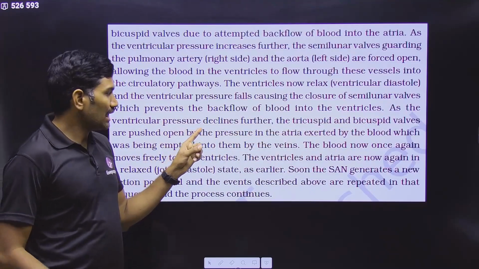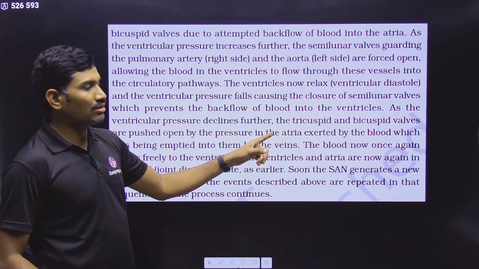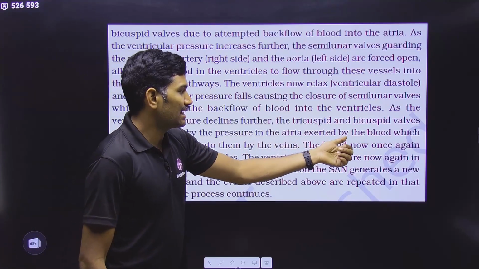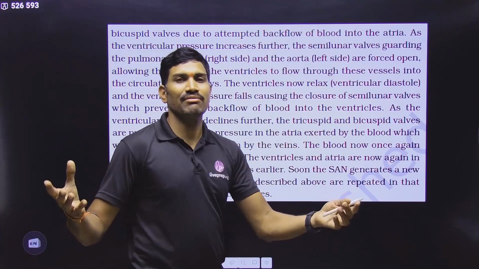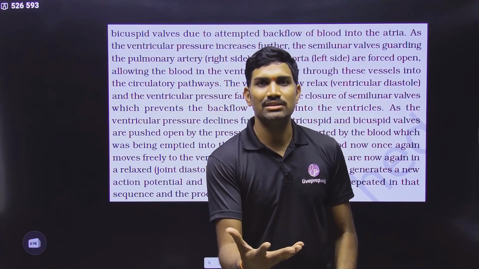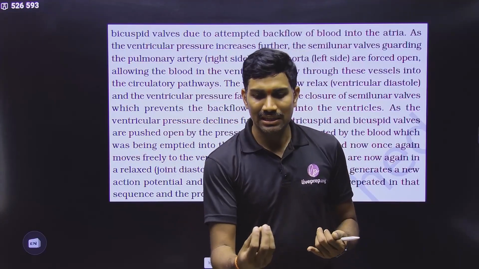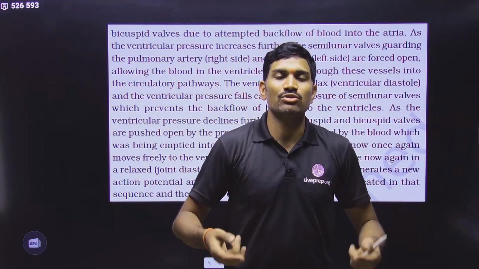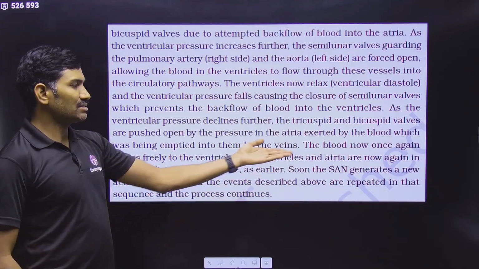Next one, as the ventricular pressure declines, the pressure inside the ventricles is decreasing further. Now what happens? The tricuspid and bicuspid valves are pushed open by the pressure in the atria exerted by the blood which was being emptied into them by the veins. So from the different veins, atria are collecting the blood. As the ventricular volume is increasing, pressure is decreasing. Inside the ventricles pressure is decreasing, and inside the atria, because of the collection of blood, pressure is increasing. So now it is causing the opening of tri and bicuspid valves, so that from the atria blood will come into ventricles. That's what they are saying.